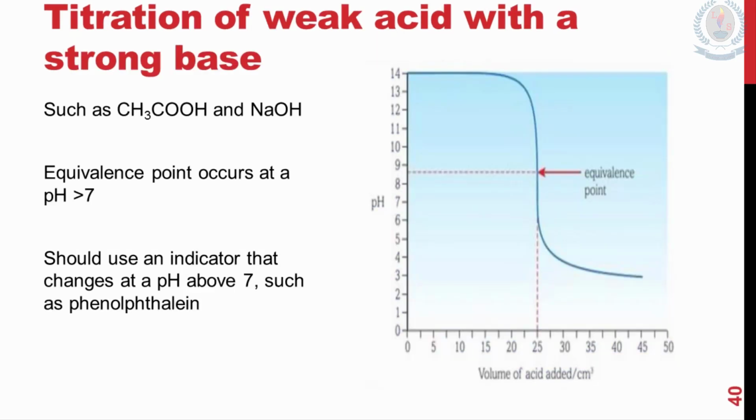Now look at this titration curve. It is the titration of a weak acid with a strong base. An example for this type of titration is the titration between ethanoic acid and sodium hydroxide. So you can see in this curve, the equivalence point is above 7. So we have to choose an indicator according to that pH range, such as phenolphthalein.